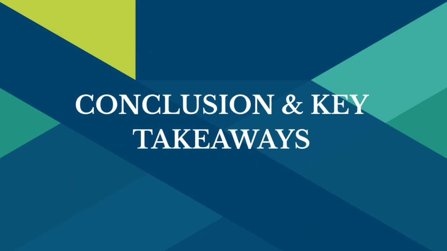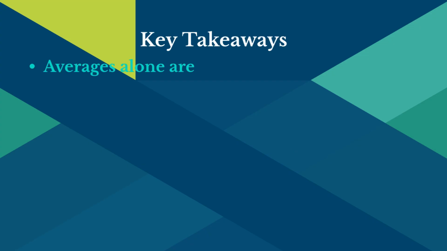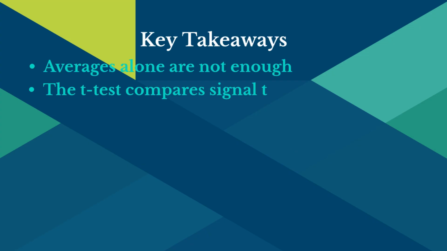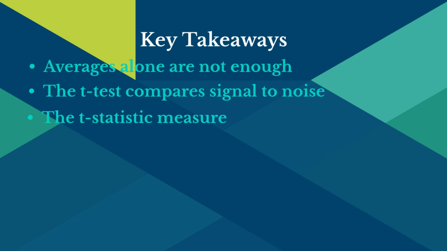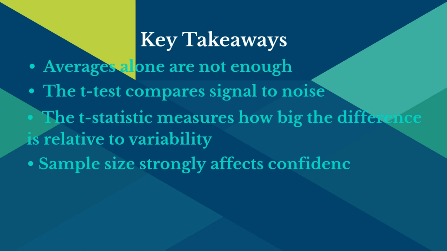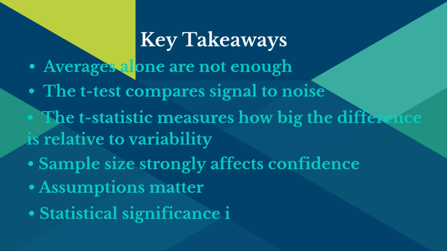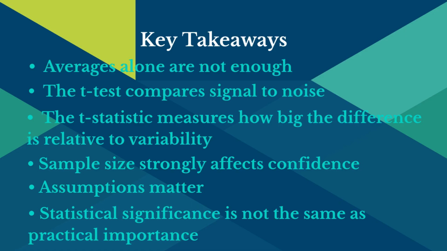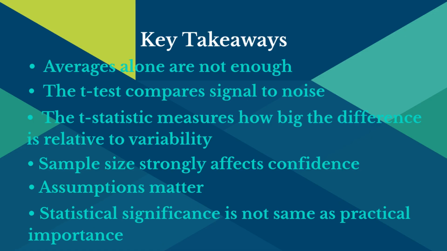So, let's step back and summarize everything we have learned. Averages alone are not enough. The t-test compares signal to noise. The t-statistic measures how big the difference is relative to variability. Sample size strongly affects confidence. Assumptions matter. Statistical significance is not the same as practical importance. A t-test isn't about proving differences. It is about testing whether a difference is real or just random noise. Once you understand that, statistics stops feeling intimidating and starts feeling logical.